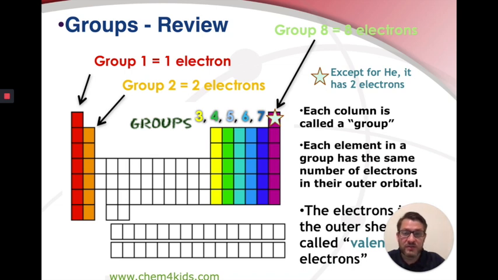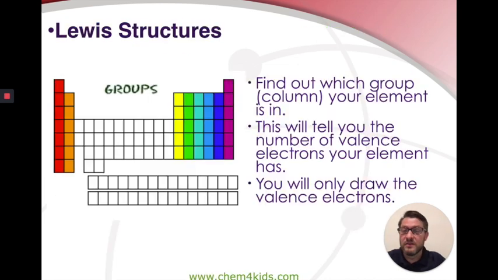The electrons that are in the outermost orbital are referred to as the valence electrons. These are important because these are the electrons that are going to be interacting with other atoms. So we have a diagram that we can use to represent the electrons in the valence shell, and this is called the Lewis dot structure.